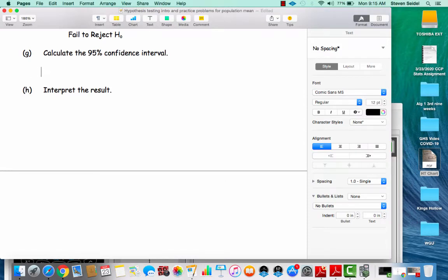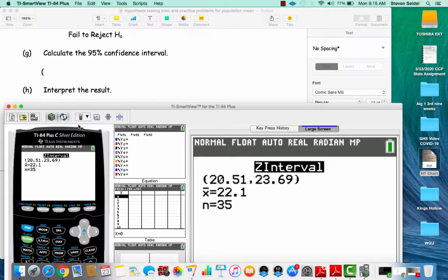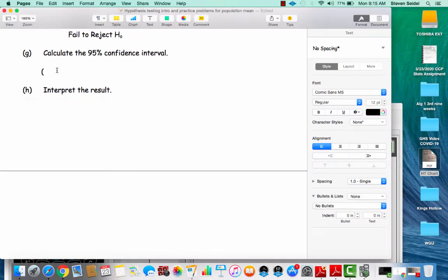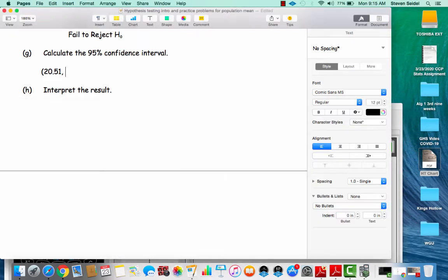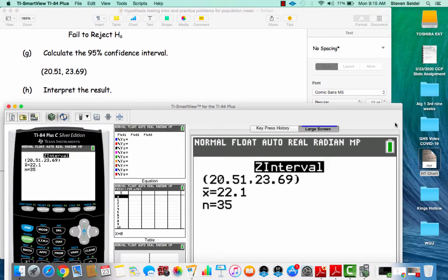I wish there was a way I could just copy and paste that. 20.51 and 23.69. Make sure I get this right. Okay, so there's our confidence interval.